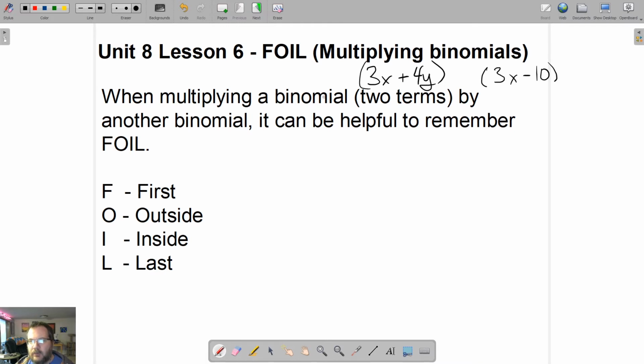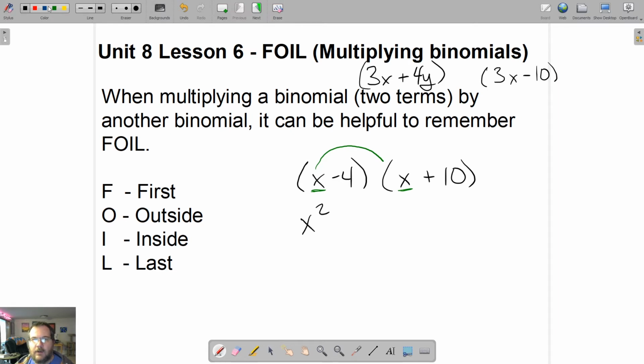So when you're multiplying a binomial by another binomial, it can be helpful to remember to do FOIL, first, outside, inside, last. So let's look at a really simple example here to get us started. Let's say one binomial is x minus 4, and let's say another one is x plus 10. So first, outside, inside, last. What that means is I'm going to multiply the first term on the left by the first term on the right. So first times first in this case would be x times x. In this case, that would give us x squared. So there's first times first.